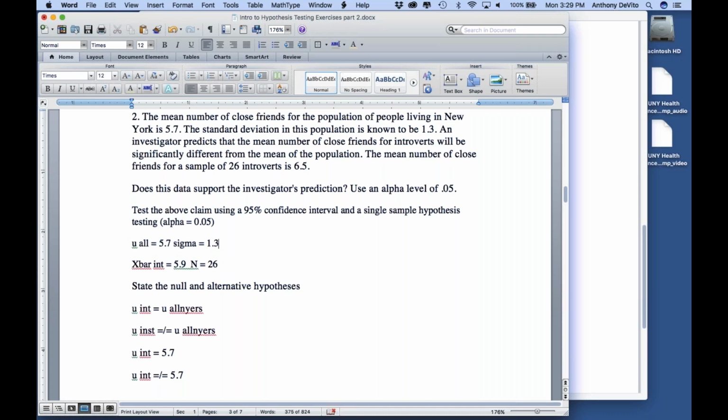Done, end of story. If you reject the null hypothesis, then you can accept the alternative, that if they're not the same, they must be different.